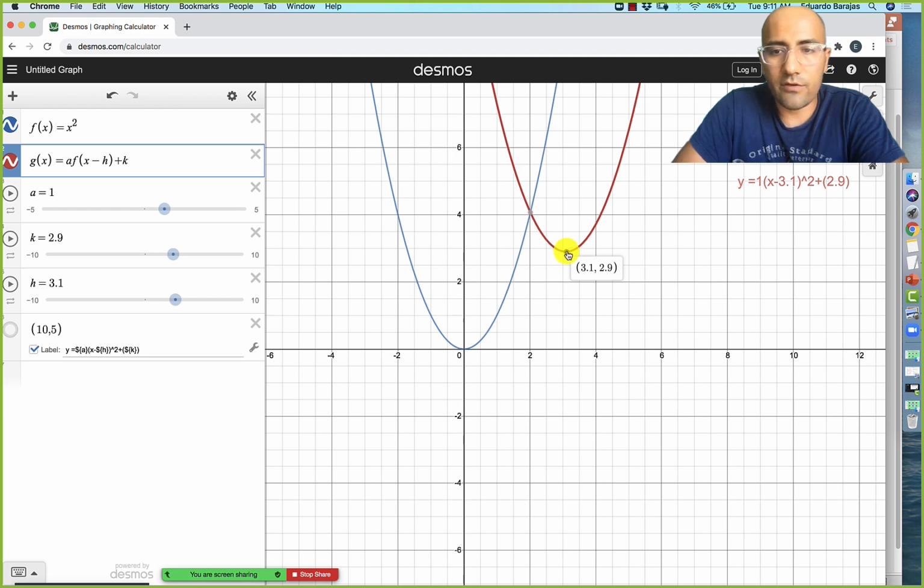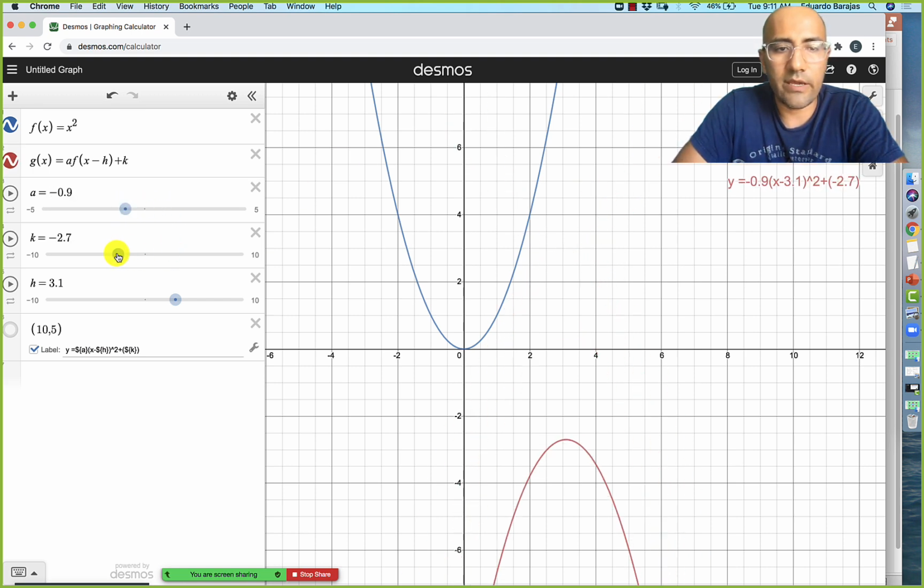Notice that right now here's the vertex, and here's the equation: x minus 3.1 to the second power plus 2.9. And if I move this way, then here is this equation: x minus 3.1, and then plus negative 2.7, and then here becomes the new vertex. Okay, any questions about this?